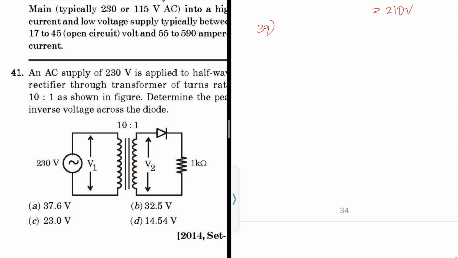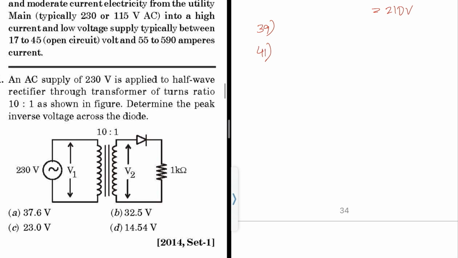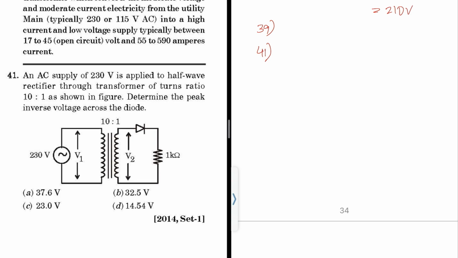Okay. Coming to question number 41. An AC supply of 230 volt is applied to a half-wave rectifier through a transformer of turns ratio 10:1. Determine the peak voltage across the diode. So the peak inverse voltage will be Vm.